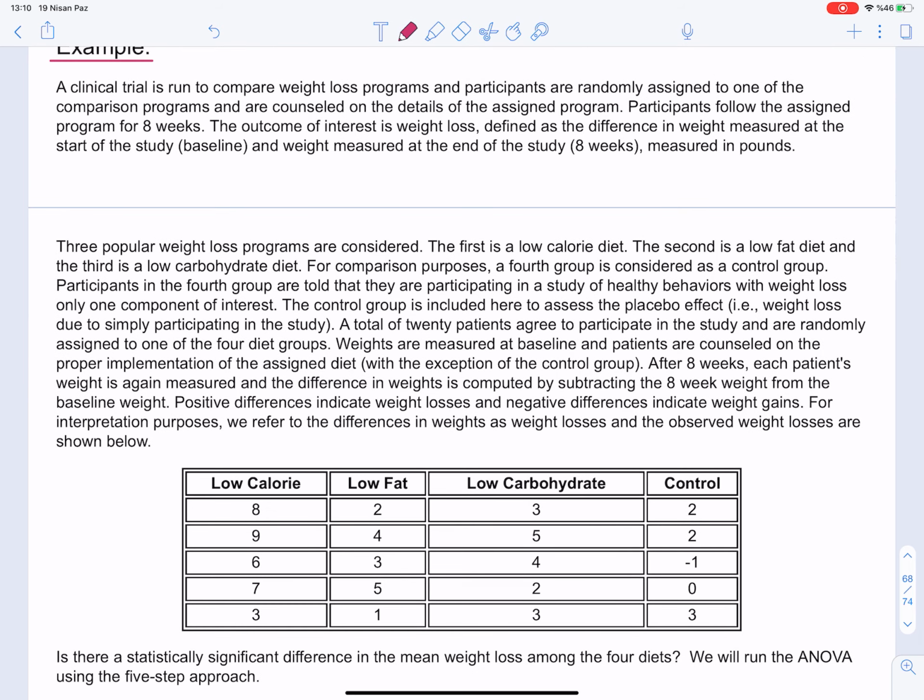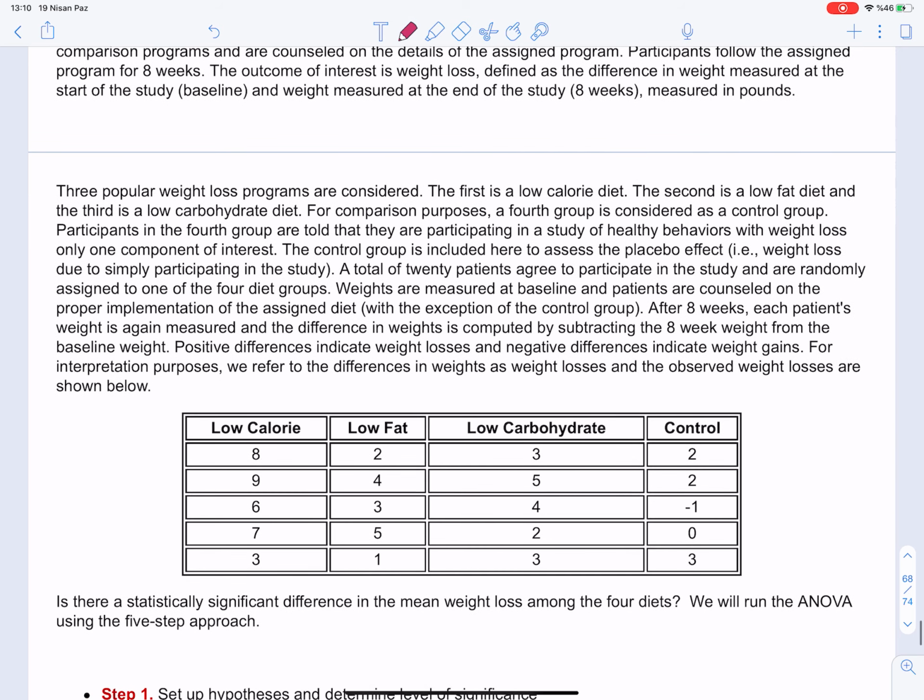Three popular weight loss programs are considered. The first is a low calorie diet, the second is a low fat diet, and the third is a low carbohydrate diet. For comparison purposes, a fourth group is considered as a control group. Participants in the fourth group are told that they are participating in a study of healthy behaviors, with weight loss only one component of interest.